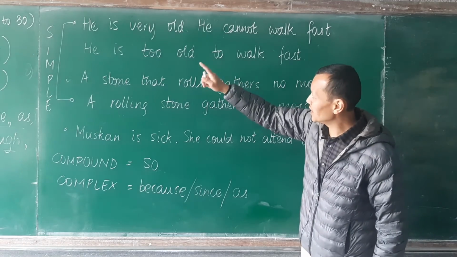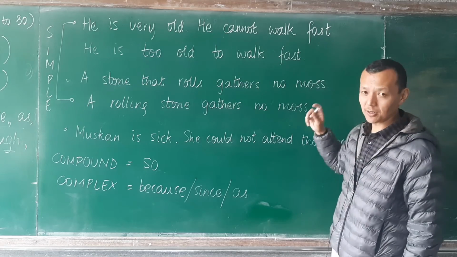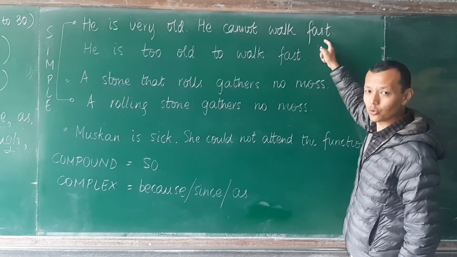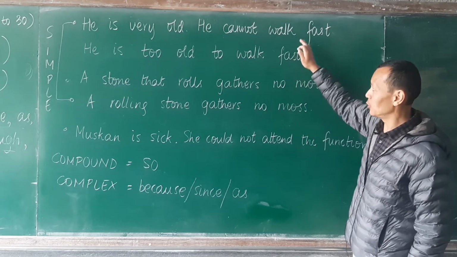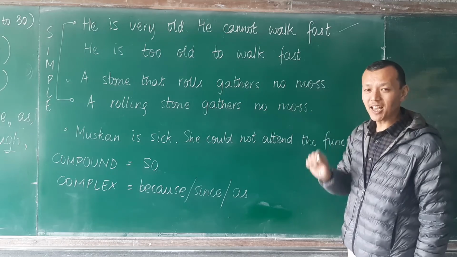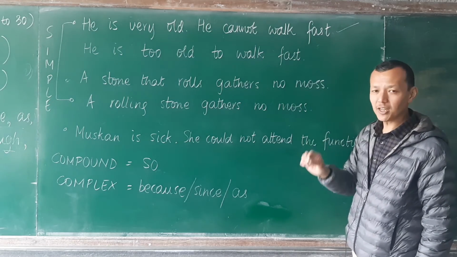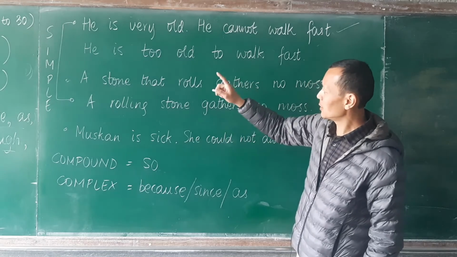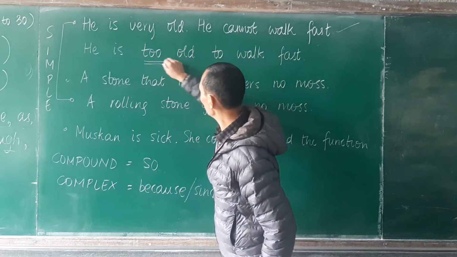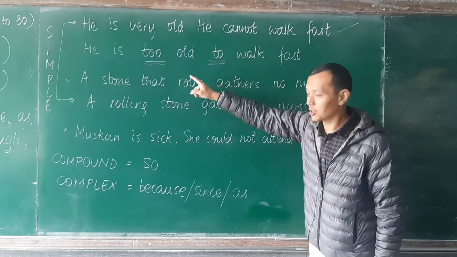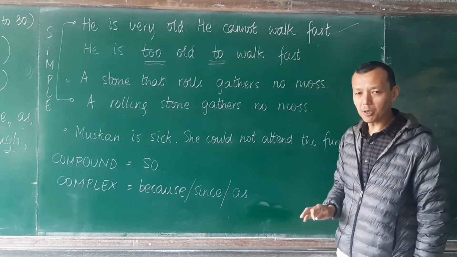See the first one, he is very old, he cannot walk fast. They have said join into a simple sentence भनेको छ. यो क्वेशन दिएको छ, this is the question, 2 sentences. The instruction is join into a simple sentence. Simple sentence मा join गर्दा के हुन्छ, he is too old to walk fast. Now this construction, this form of construction you keep in mind.